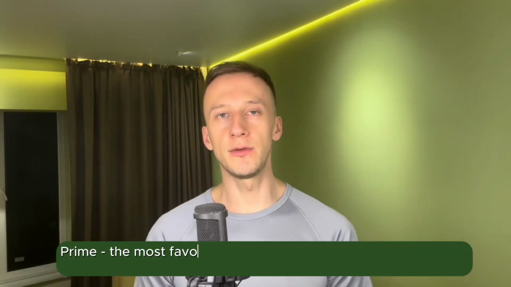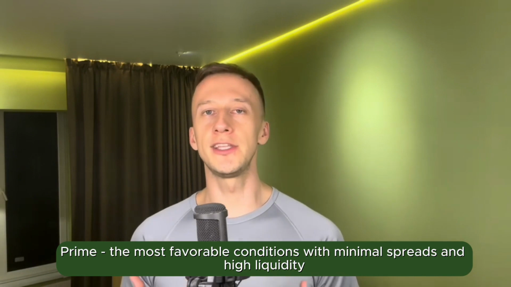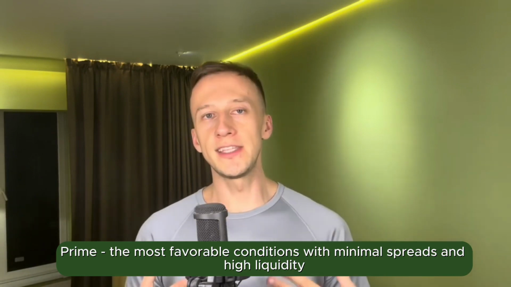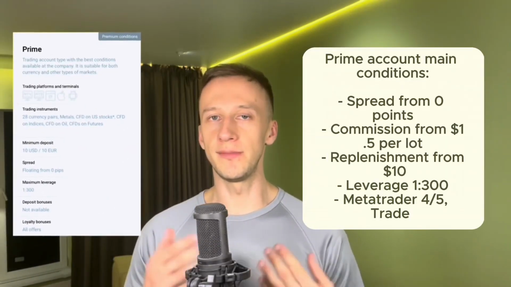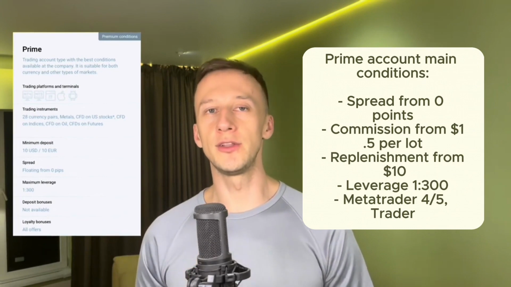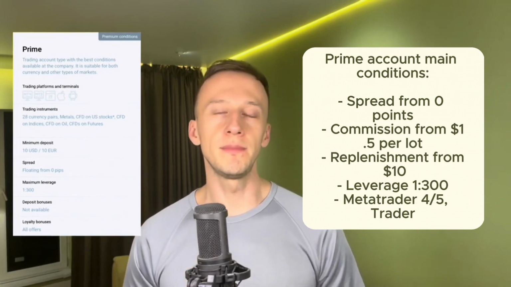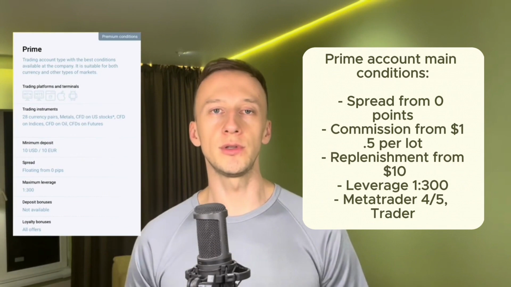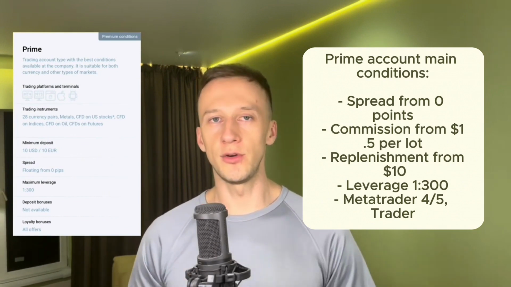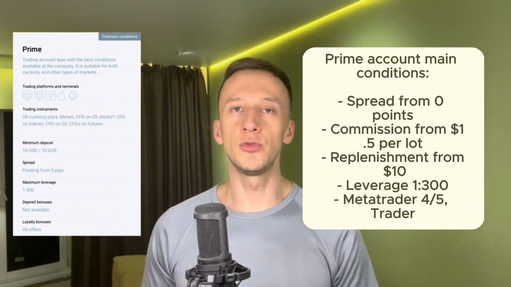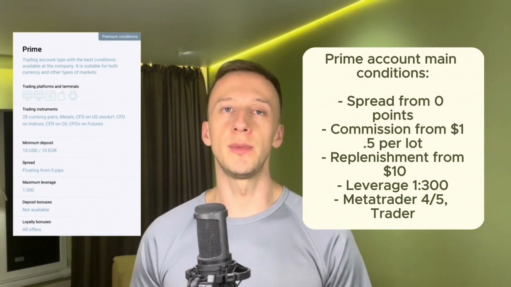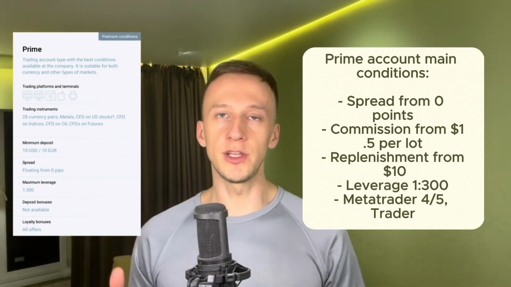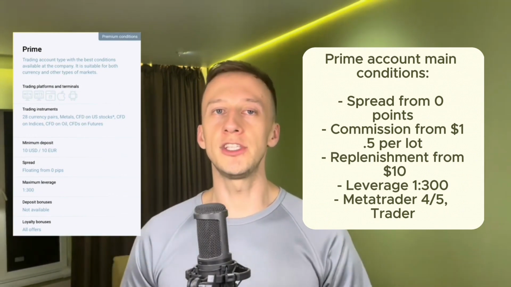Now, the next account is called Prime, an enhanced ECN account for professionals. It is designed for those who have been trading for a long time and want more favorable conditions. The spread starts from 0 points, like the ECN account, but with even better terms for large traders. The commission starts from $1.50 per lot, and the minimum deposit is $10. The leverage here is 1 to 300, which is less than the ECN account, but it protects the trader from large losses. And the available platforms are MetaTrader 4, MetaTrader 5, and CTrader.